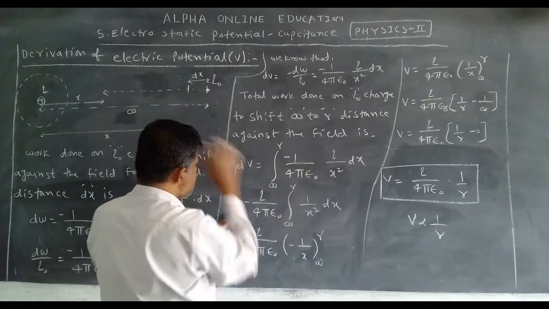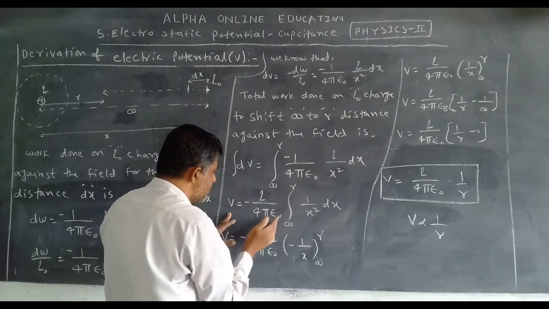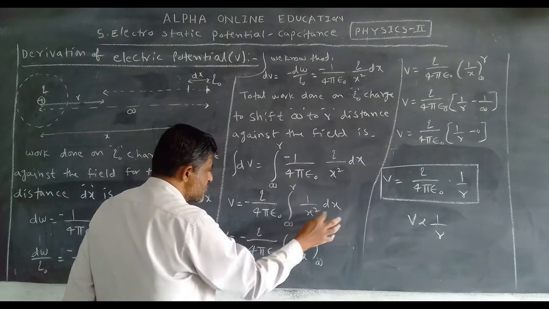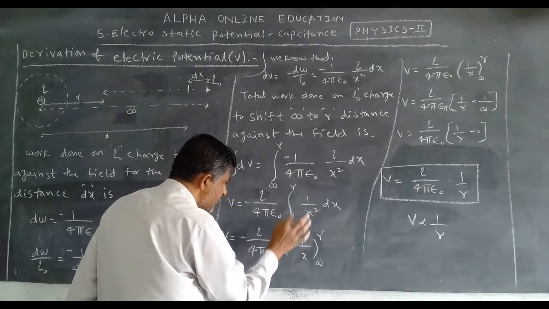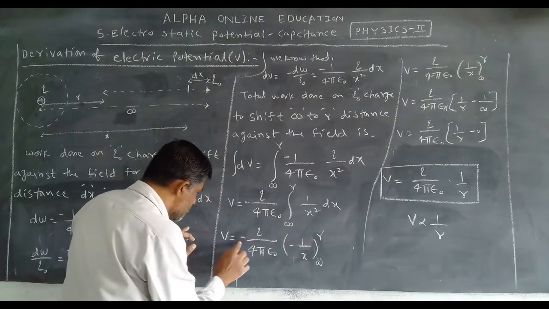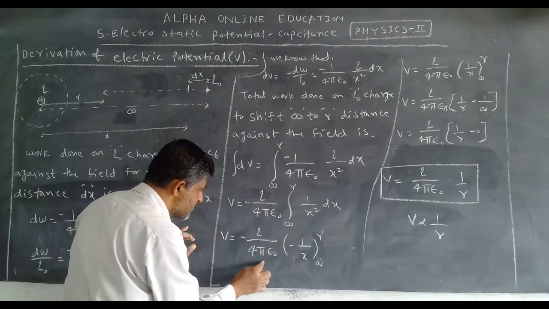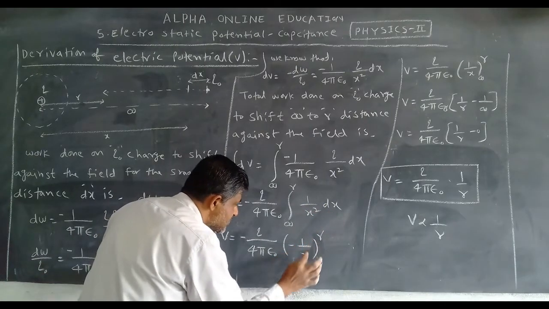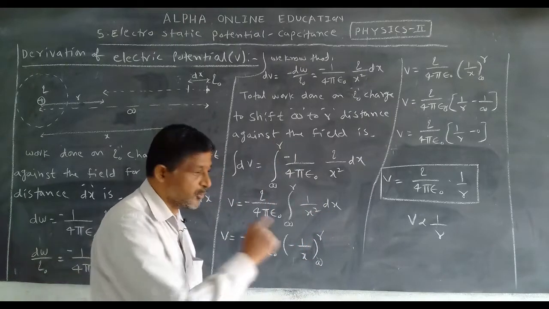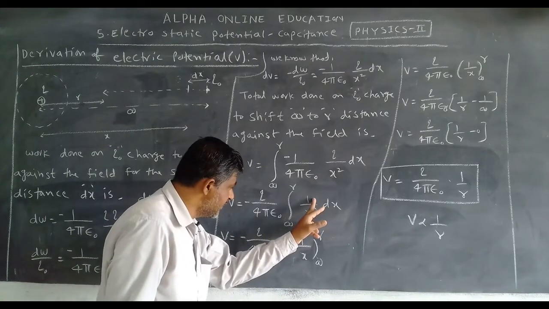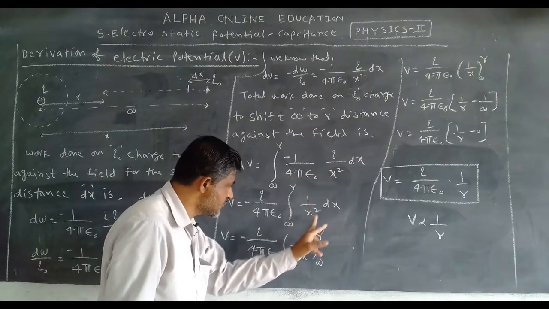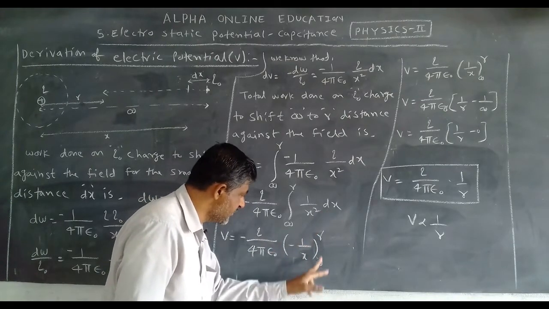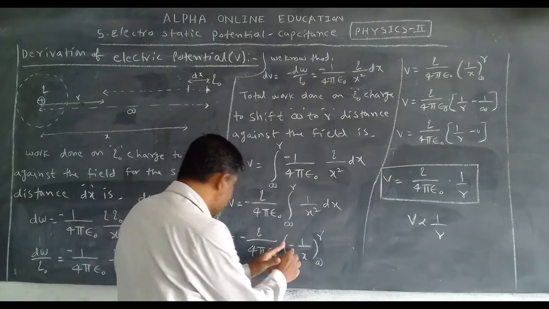So charge is fixed. That's why I have taken Q by 4 pi epsilon naught common. Minus also common. Integral 1 by x square into dx. What are the limits? Infinity to R. Okay, V is equal to minus Q by 4 pi epsilon naught as is. Integral 1 by x square dx is equal to how much? Minus 1 by x. This is important. The value of integral 1 by x square into dx is minus 1 by x. What are the limits? Infinity to R.